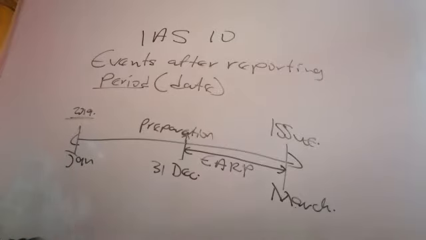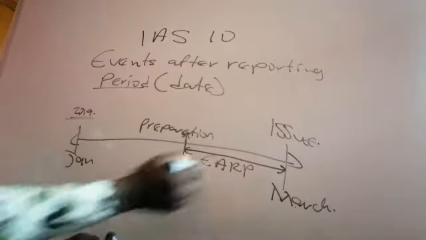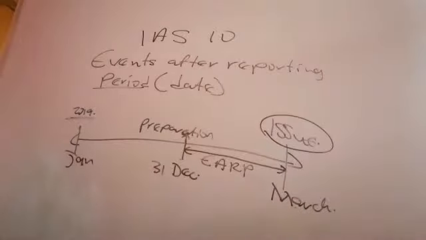So events after reporting period refers to both favorable and unfavorable events that occur between the date at which the financial statement has been prepared and the date at which the financial statement is issued or published. This event after reporting period is a very short standard. Within about 15 minutes, we're going to finish this standard. Kindly join us when we are solving the questions.